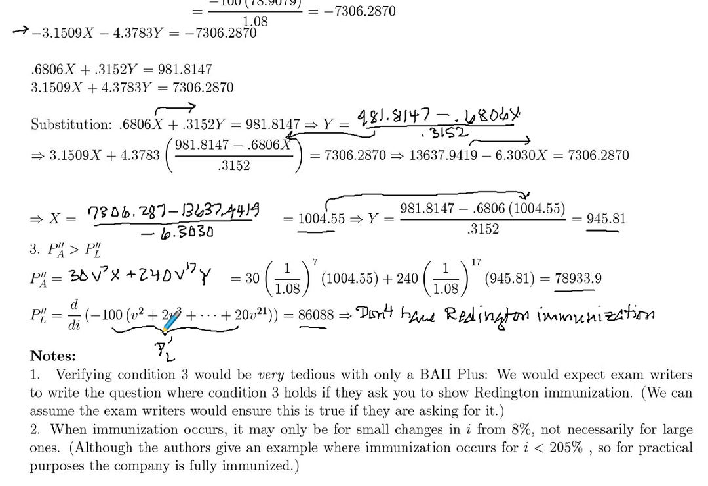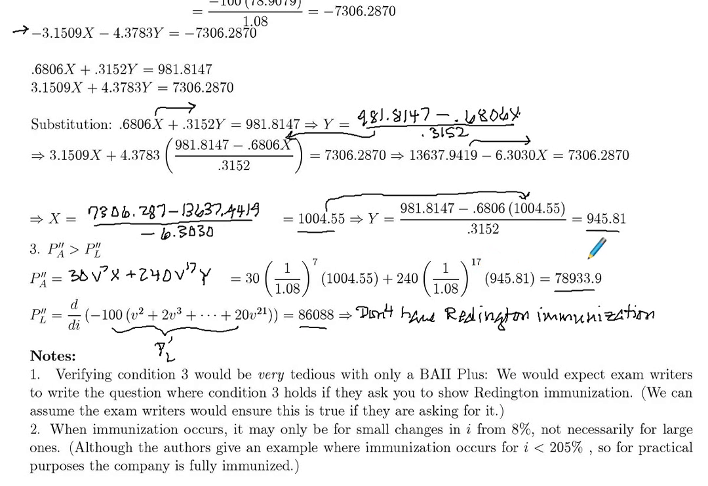Now, just a couple of notes here. This expression would be nearly impossible. It's very, very tedious to do on a BA II Plus. So if this was an exam question, we would expect the exam writers to do something reasonable, like the first example that I did. Especially if they're asking you to show that Redington immunization is going to occur.